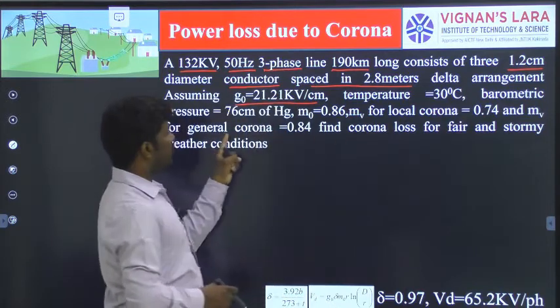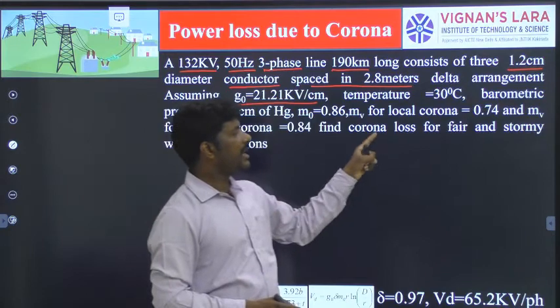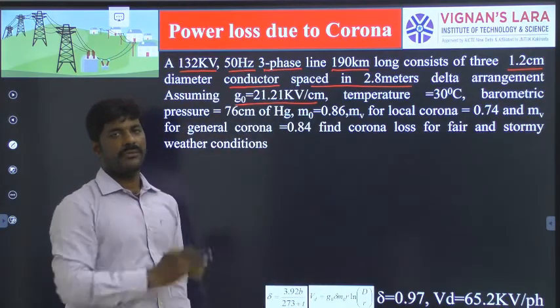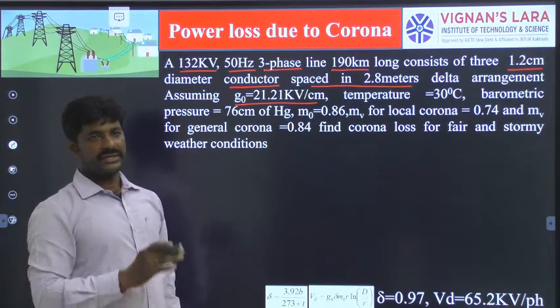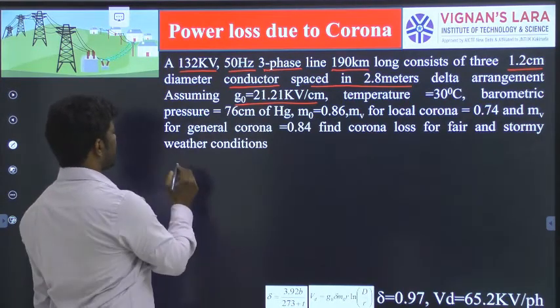And for a general corona it is observed to be 0.84. Find the corona loss for fair and stormy weather conditions. This is the problem asked frequently. So first, before doing the problem, let us go for the given data.